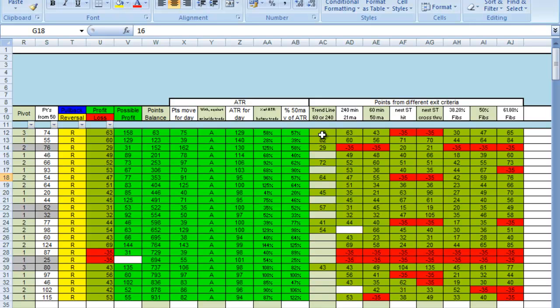So I've got the trend line on the 60 and the 240. I said that they're quite important. Even if they weren't between my entry and target, if I'd held on till hitting the trend lines, how many points would I have gained? This is my default target that I've been using to get these figures: the 21 moving average target on the 240 that I talked about, and the 50 moving average on the 60 minute, fairly straightforward. Next stochastics hit, and next stochastic cross through.